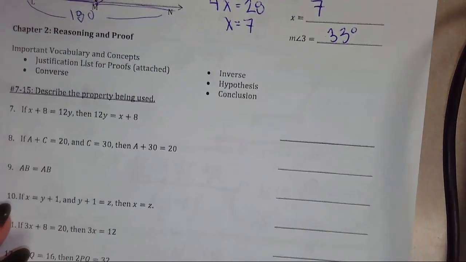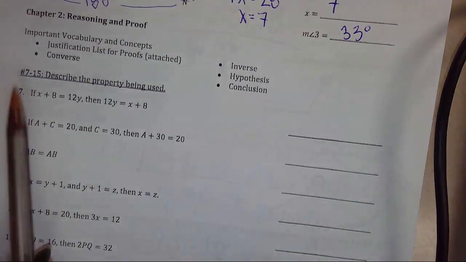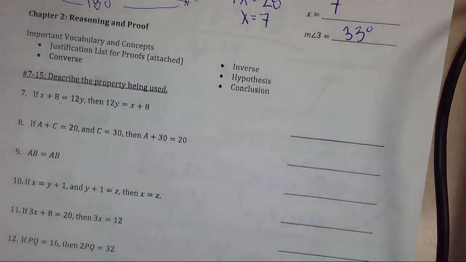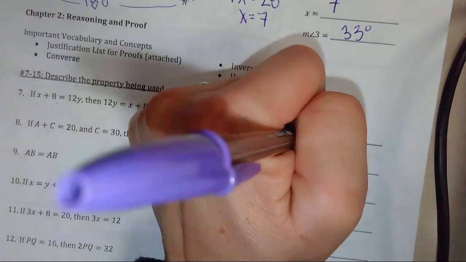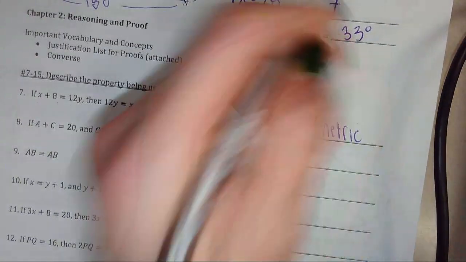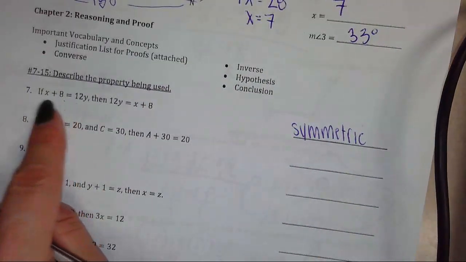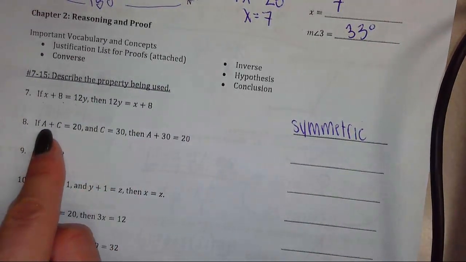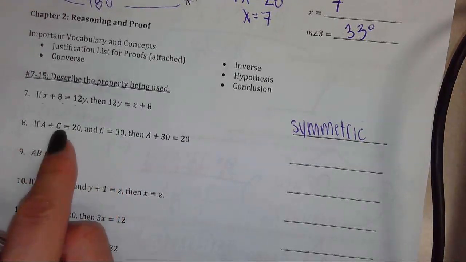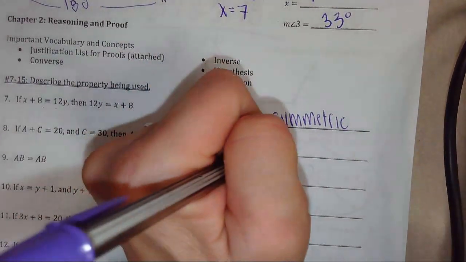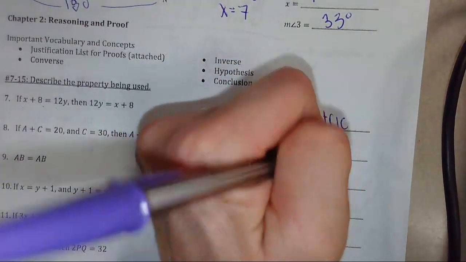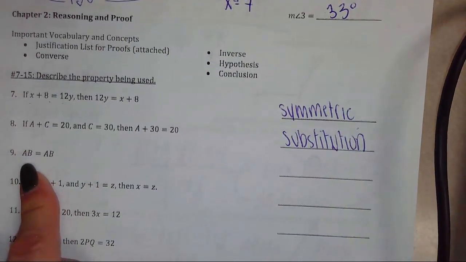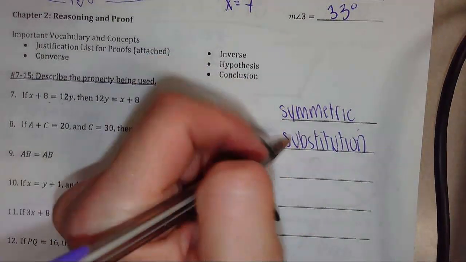Moving on to chapter 2, we want to state the property here, and it says if x plus 8 equals 12y, then 12y equals x plus 8. That is just flipped, so that would be the symmetric property. It's literally just written the other direction. Okay, so this is substitution because we say that C equals 30. Well, instead of C, we're going to plug in that 30. So substitution. Hopefully I spelled that right. This would be reflexive. It's the exact same thing equals the exact same thing.